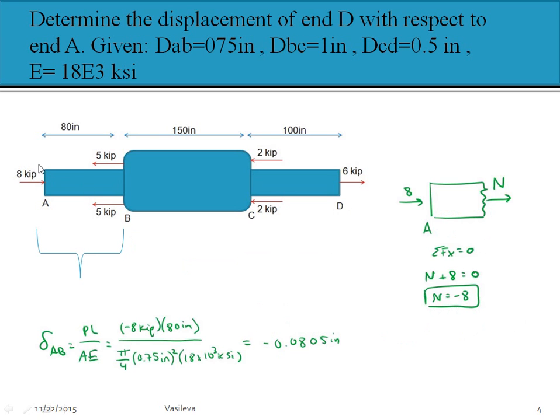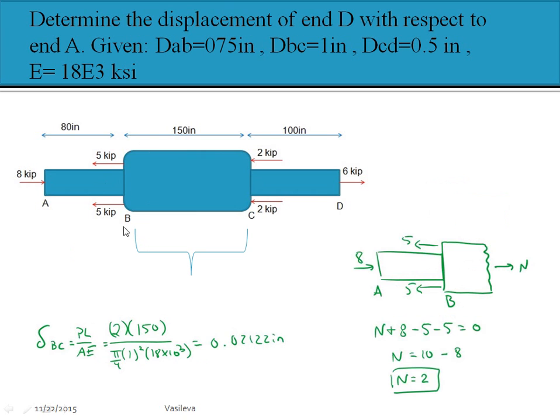So I started off from this end right here, and I cut somewhere around here on this beam. So then I just did the sum of the forces in the x direction, and I got N to be -8 kips. So then I just plug it straight into my equation. I put -8 times the 80 inches right here over the area, which is pi r squared, times E, which is given, and I got -0.0805 inches. So now I found my AB. Pretty simple.